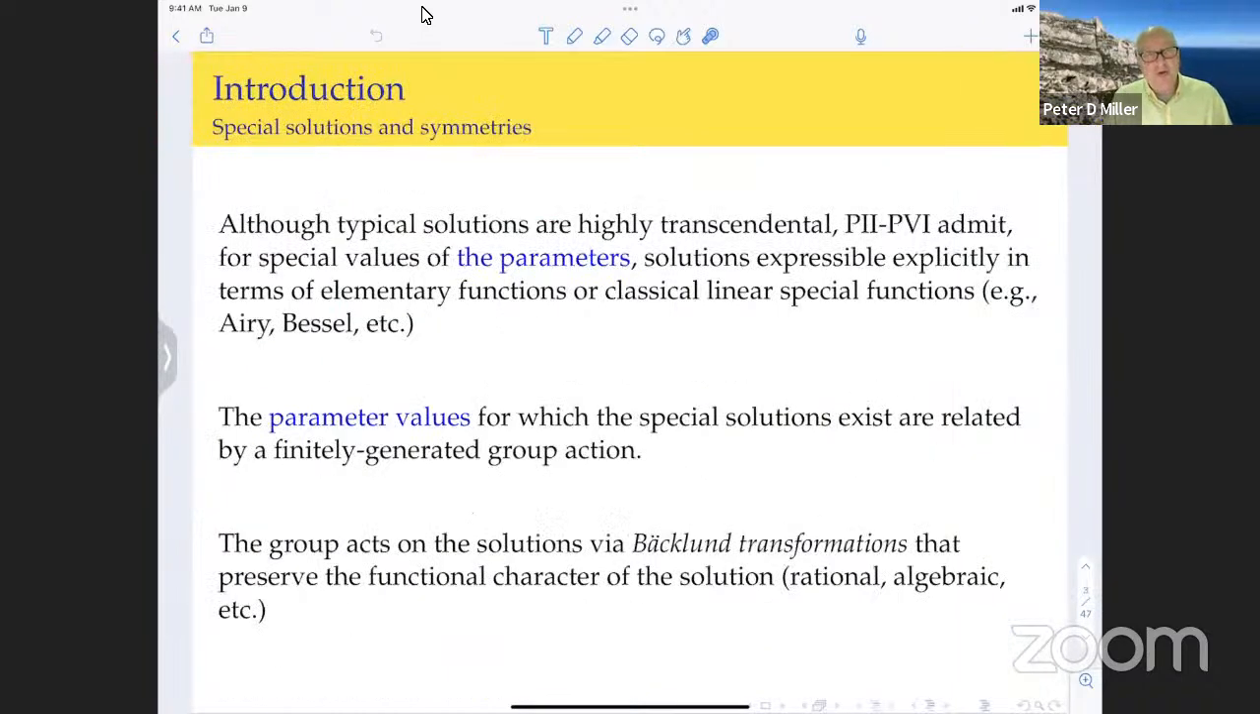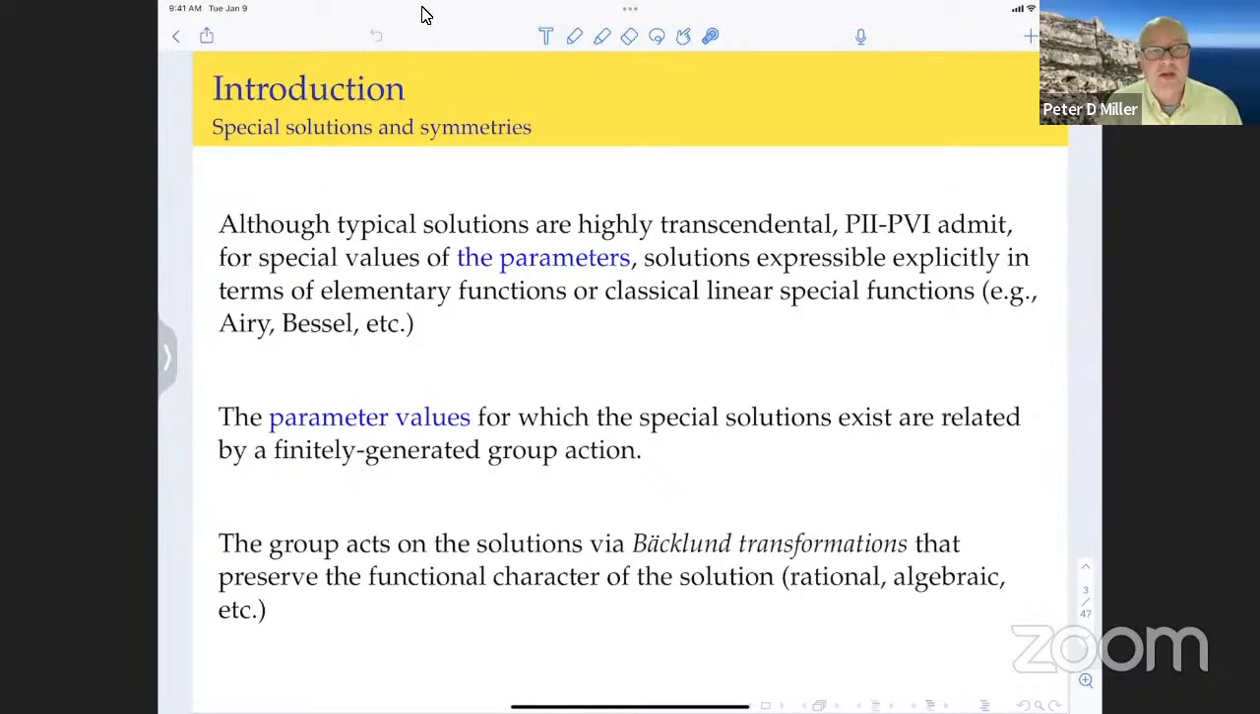Now, in general, what's great about the Painlevé equations is that they're defining for us some modern special functions, highly transcendental functions. But although that's the typical situation, all of the equations except for the Painlevé-I equation admit, at least for special values of the constants in the equation, solutions that you can express explicitly in terms of either elementary functions or perhaps classical linear special functions like Airy functions, Bessel functions, and so on.